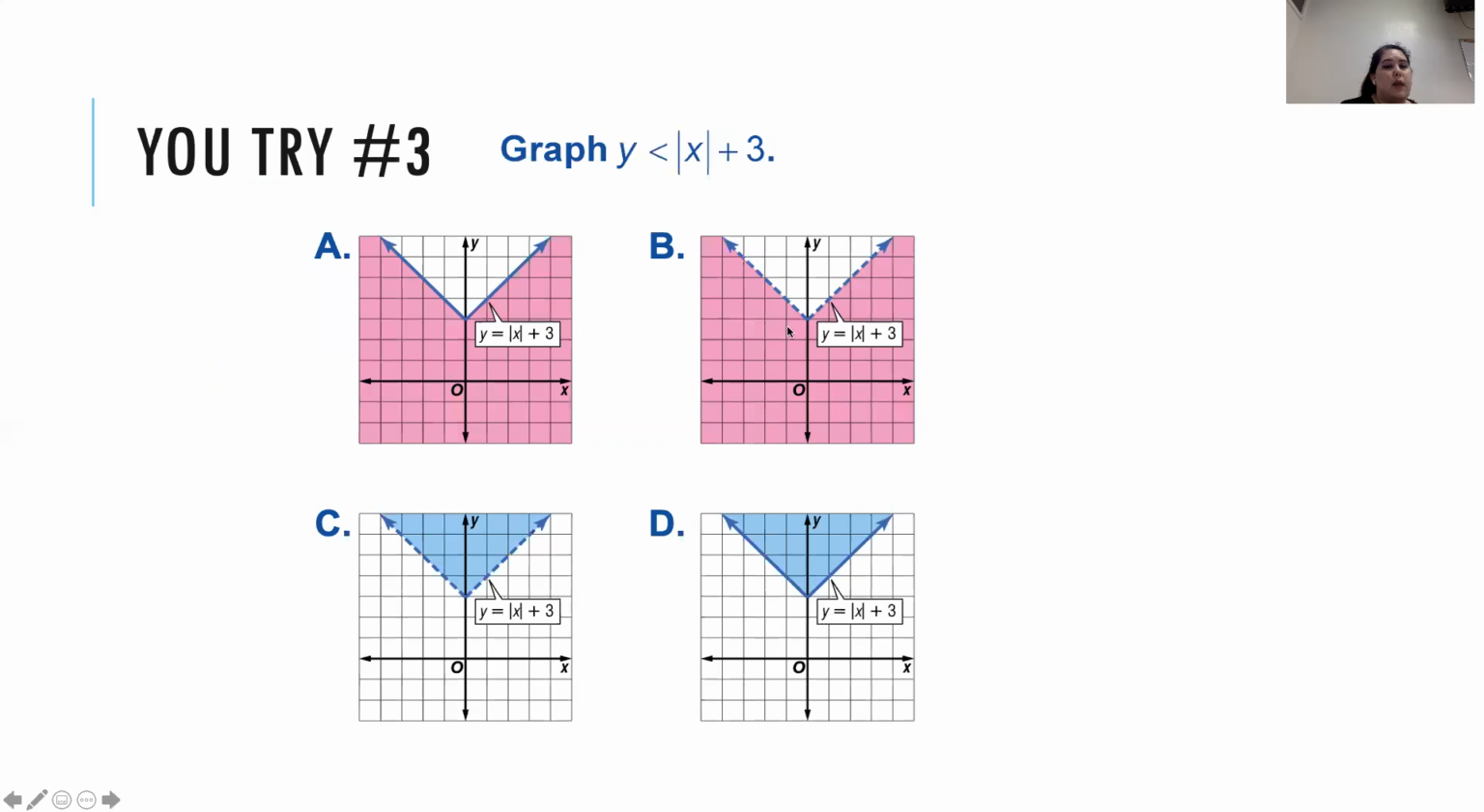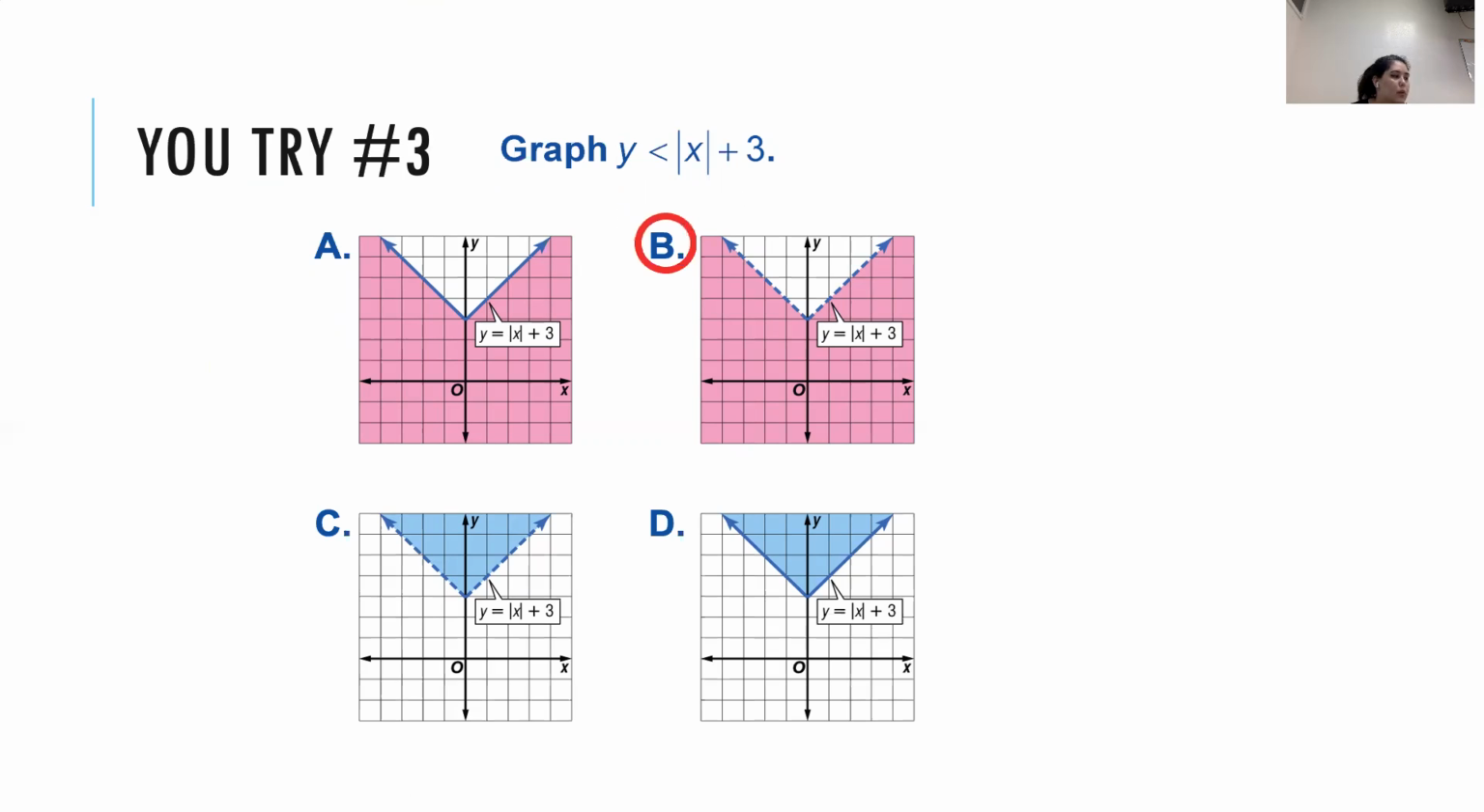All right, so you should graph the absolute value of x plus 3. And since we do not have an equal to symbol, we are going to use a dashed line. So with that, we use either B or C. And then if you test the coordinate point (0, 0), you will find that it gives us a false statement. So our answer is B.